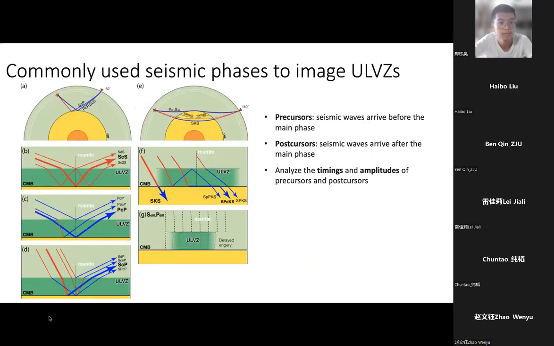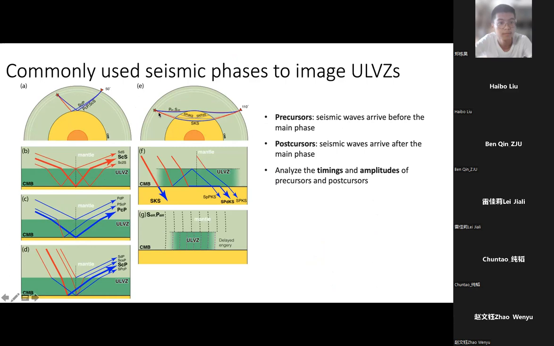I think this paper actually summarized the different methods very nicely. Different methods, of course, have their own pros and cons. For example, if you use reflected waves, you have higher resolution because it's just a sample point on the core-mantle boundary, right? You have a reflection point here.